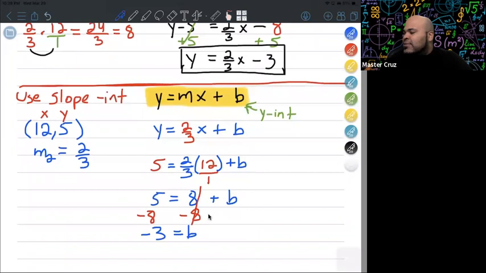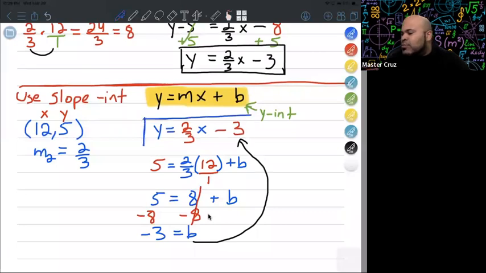So I'm going to take this b, which I know that negative 3 equals b, and I'm going to take it and plug it in up here. So instead of writing plus b, I'm actually going to erase the plus b, and I'm going to write minus 3. And that is what I was missing.